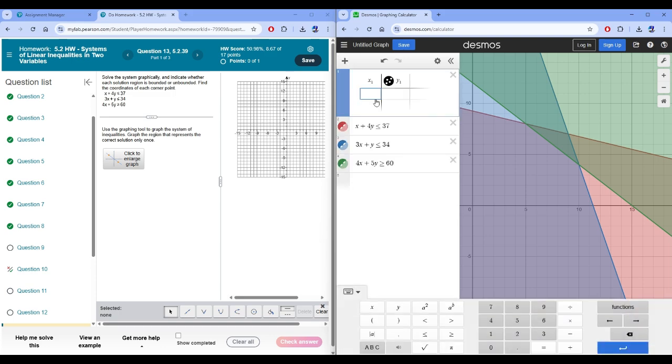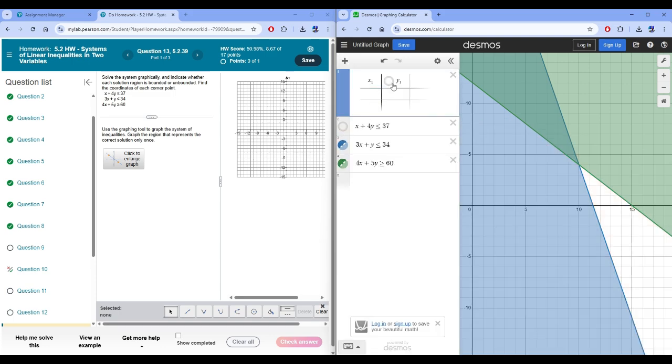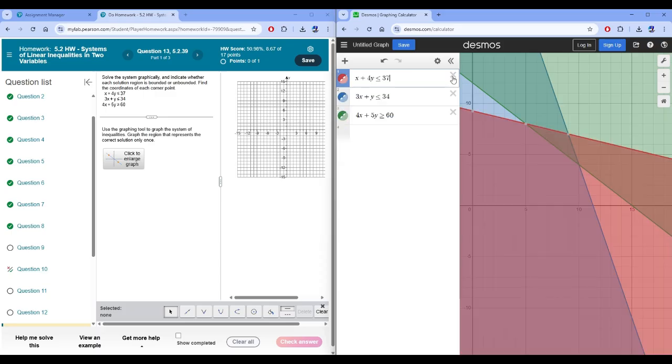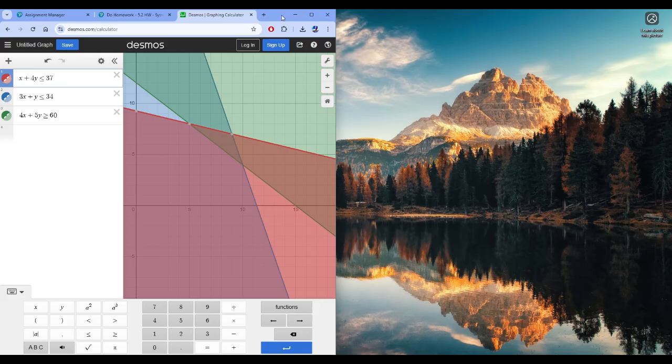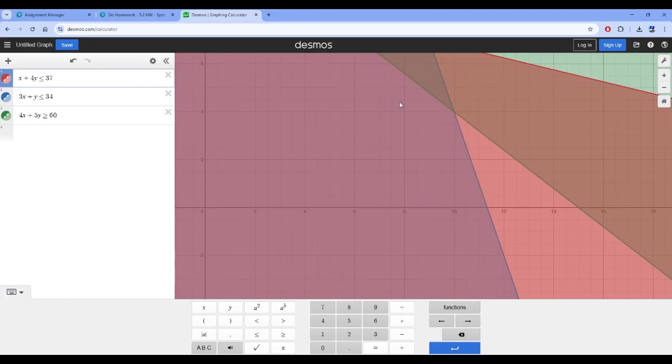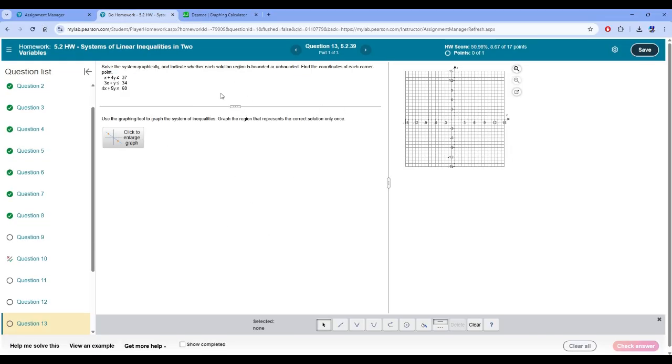Add table. Boom, boom, boom. Yeah, I don't remember how to get points, but I think you understand. I'm moving on. Alright, let's bring this back here, and let's blow this guy up. There we go. And I need to go back to the homework. So that's done.